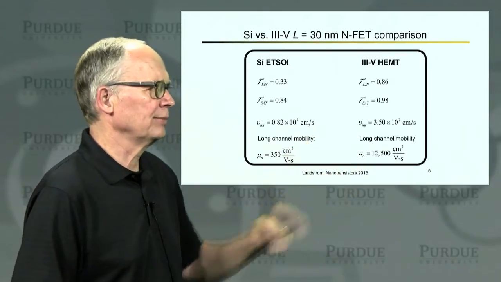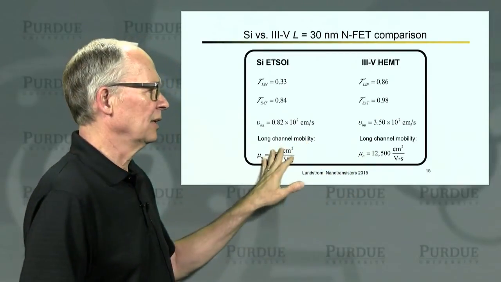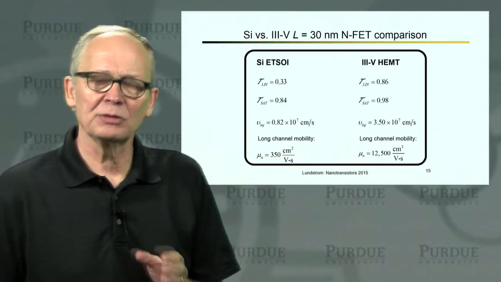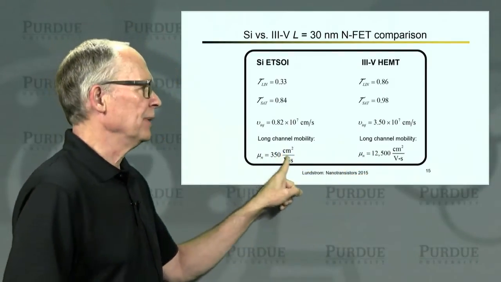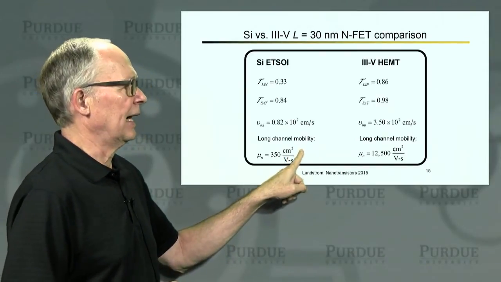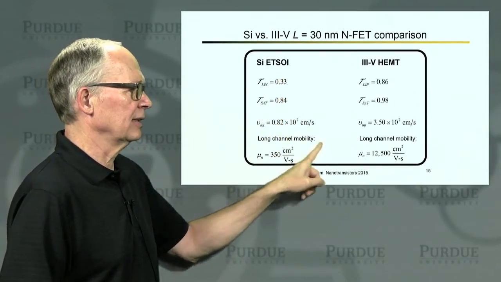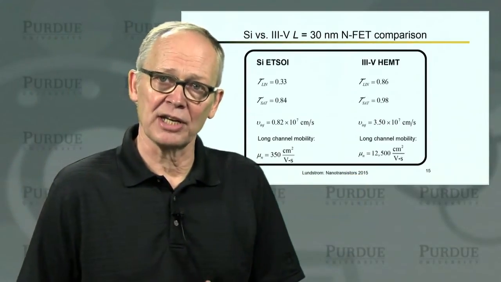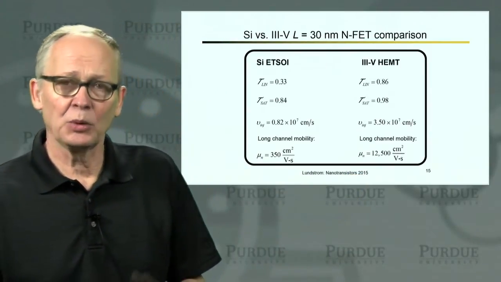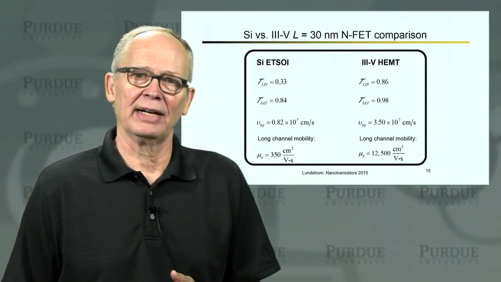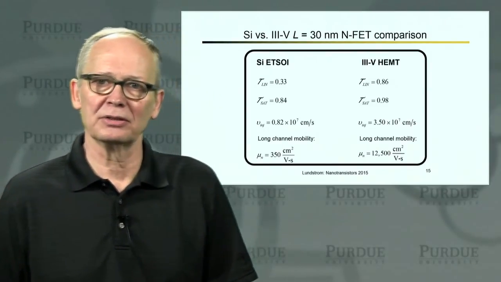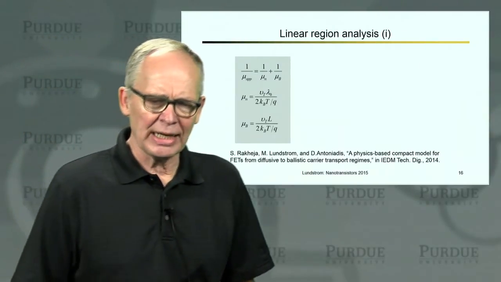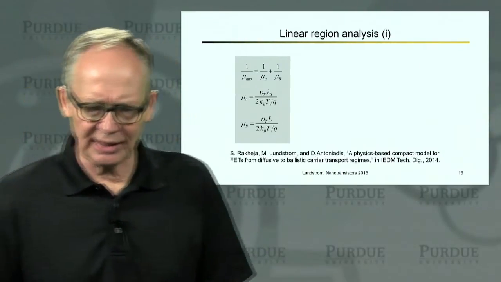And all of this could have been expected because in the long channel devices, if we look at the mobilities, those mobilities imply a mean free path that is on the order of the channel length in the silicon case, but which is much longer than the channel length in the 3.5 case. So we would have expected the 3.5 transistor to operate very close to the ballistic limit, and indeed it does.